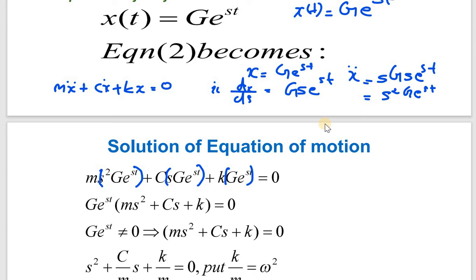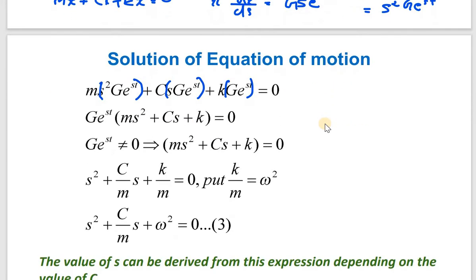So in this equation, you can see I can take G e raised to st as a common factor. But one thing is that G e raised to st cannot be 0. Only the other term can be 0. Now I am arranging it in such a way that this equation is arranged like that.